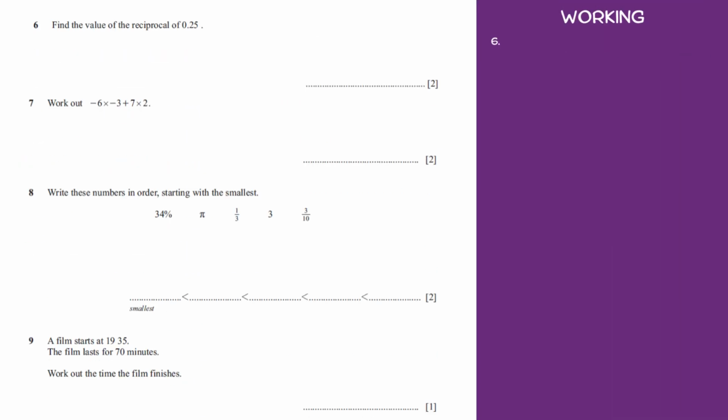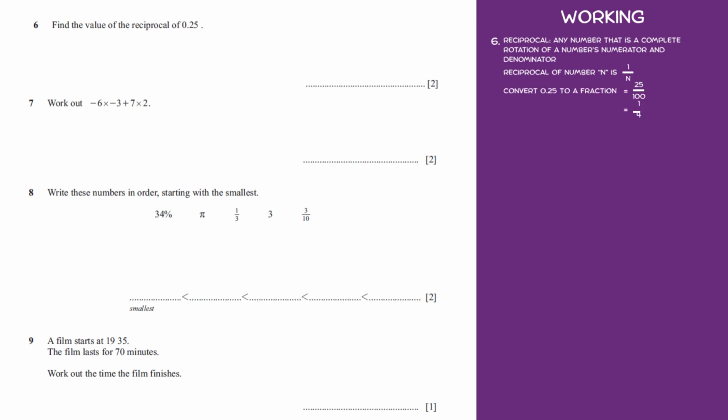Question 6 asks us to find the reciprocal of this number. A reciprocal of a number is a complete rotation of a number's numerator and denominator, simply by dividing 1 by that number. To do so, we would first convert this number into a fraction, which would be 1 over 4. Then we would divide 1 by this number, giving us 4.